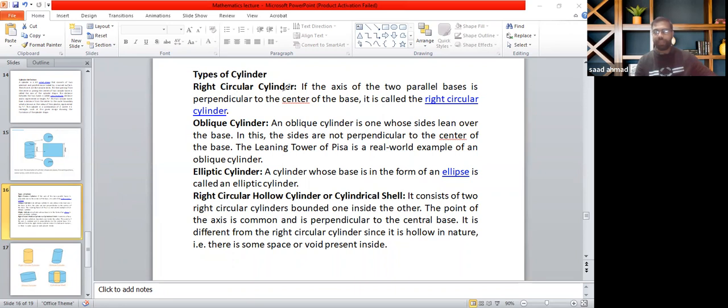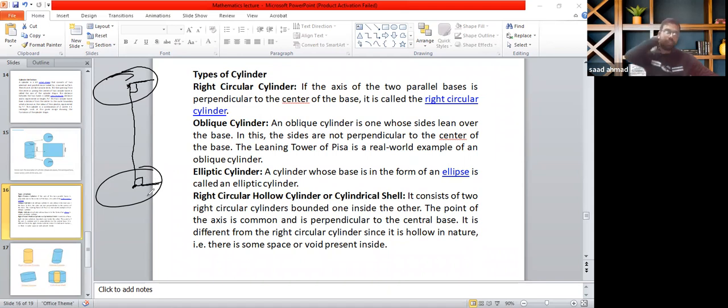Okay, now next one is a right circular cylinder. If the axis of the two parallel bases is perpendicular to the bases, let's say this is a base which is a circle, and this is another base, another circle. These are the centers. Then you draw the line from there to there, and if this angle here and this angle there with the radius are 90-degree angles, then we call it a right circular cylinder.